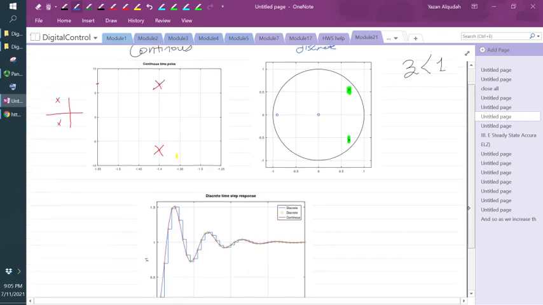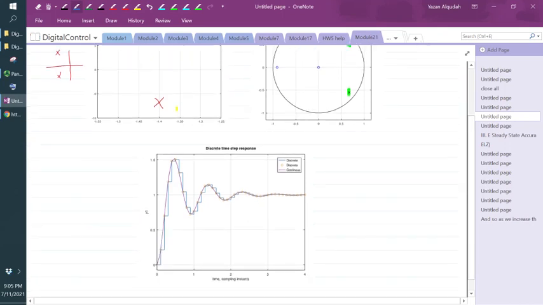Now, if I look at the response of the system, this is an underdamped response. This shows me the response of the continuous time system and the response of the discrete time system. See these steps that are coming from the discrete time response. The sampling time that I used here is T equal to 0.1 second, so you see every 0.1 second I have a response.